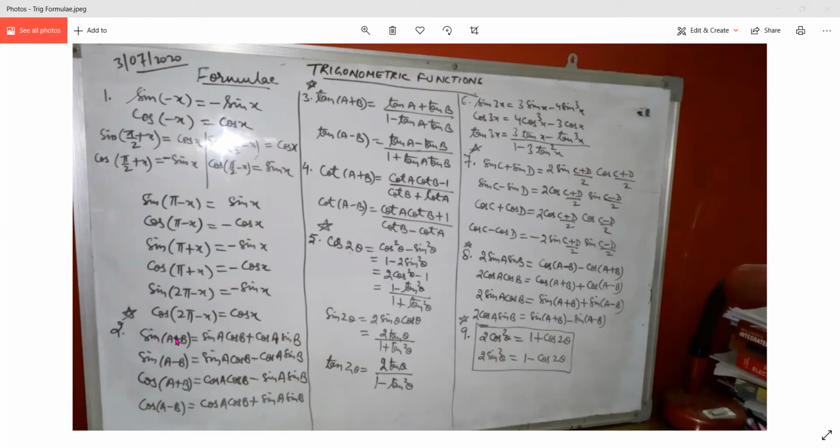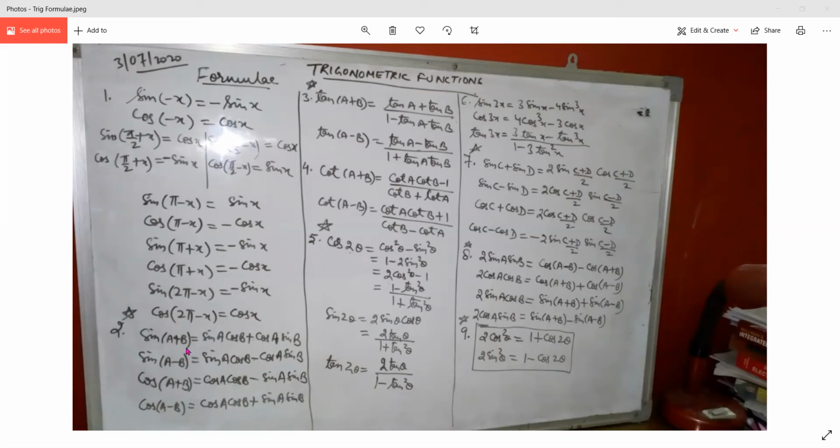And in case of sine, the same signs will be there. If it is a plus here, here it will be plus. If it is a minus here, here it will be minus. And in case of cos, if it is a plus sign, we'll have an opposite sign, that is minus. If it is cos a minus b, we have cos a cos b plus sin a sin b. Then another set is tan a plus b and tan a minus b, which is very important.